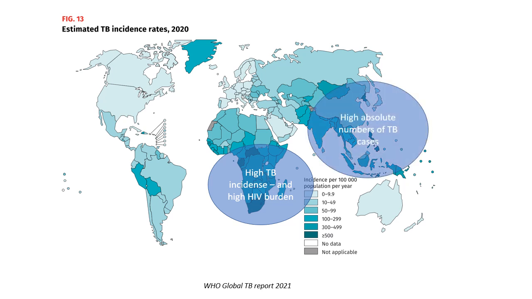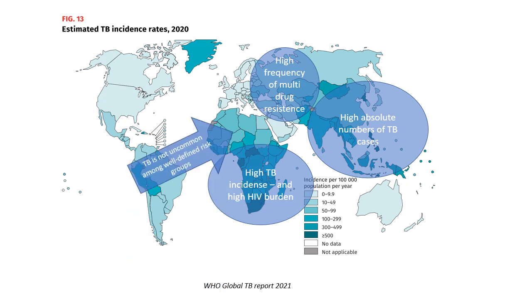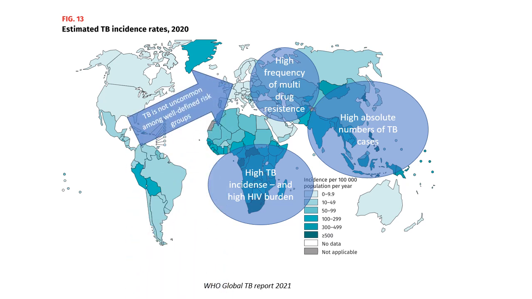In China and in India, we see higher absolute number of TB cases carried by a fairly high incidence and very high population numbers. And increasingly, the occurrence of drug-resistant TB is a threat to TB control and an issue of concern. And even in Western Europe, TB is not uncommon amongst certain well-defined high-risk groups, including immigrants from high-incidence countries, but also socially marginalized and homeless people.